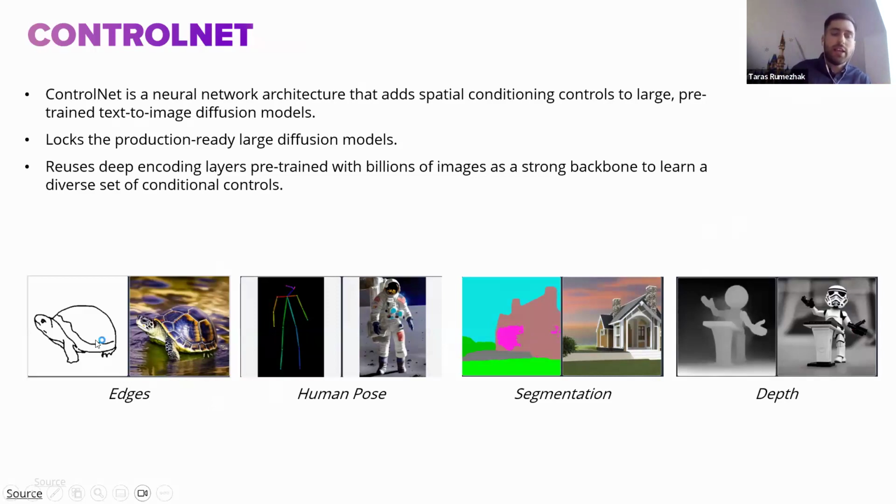For example, here is a sketch of a turtle, and it generates like this. And the idea is that you can generate the image even without a textual prompt. You can just use this spatial conditioning, and it will generate some result by understanding that it's a turtle. Here we have a human pose, and it can randomly generate any human in any pose. But for example, if we type astronaut in the text prompt, it will generate an astronaut. Same with segmentation, with depths.